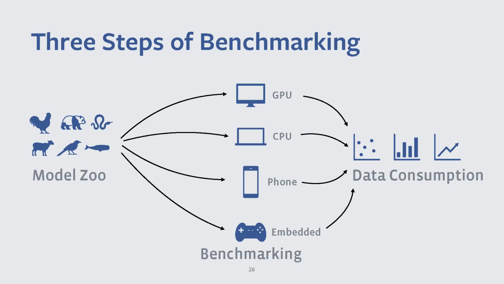There are 3 steps in this benchmarking. First, we have a model zoo, as I said. The models are saved in the cloud, and there's a centralized place to specify where the models are saved, which metrics we want to get, and what conditions we want to get the metrics under. Then we have a lot of different backends, like GPU, CPU, phone, and embedded. This centralized repository is cloned into the different backends and run on these backends.